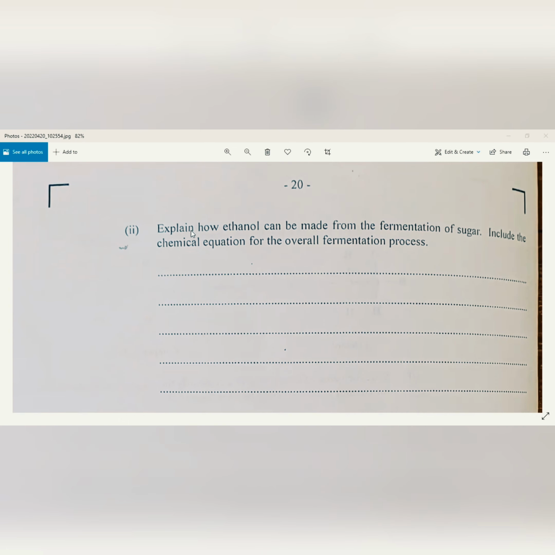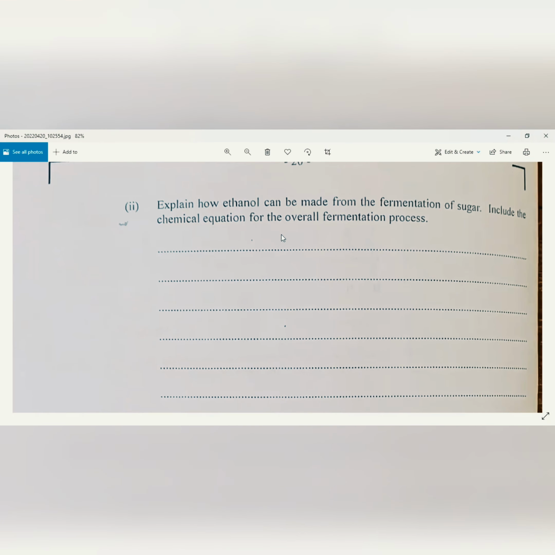Okay, so the next part says, now explain how ethanol can be made from the fermentation of sugar, include a chemical equation for the overall reaction process. All right, so fermentation. Your examiner expects you to know a little bit about biology, and fermentation really is the anaerobic respiration of glucose, which means respiration without oxygen. There are 2 types of respiration: aerobic, which is with oxygen, and anaerobic, which is without oxygen. So the anaerobic respiration of glucose is done, and that process is fermentation.